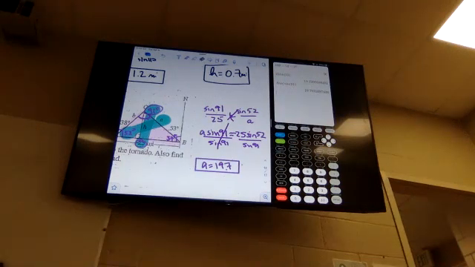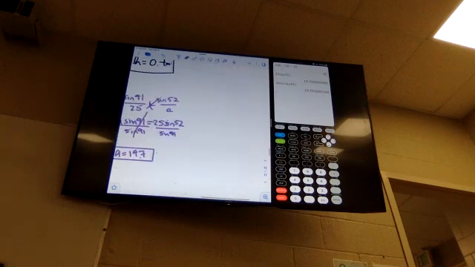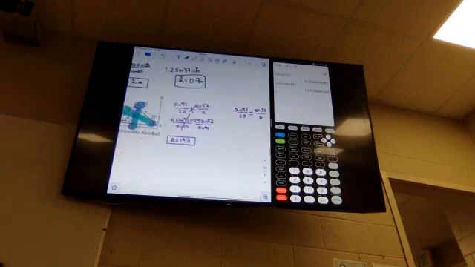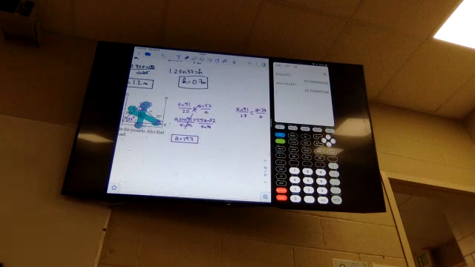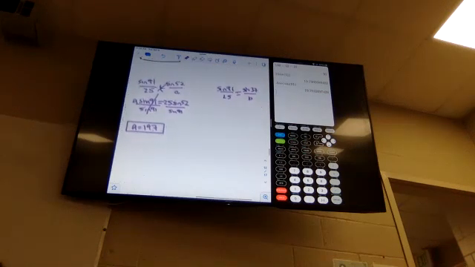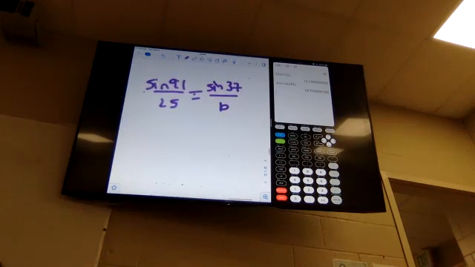Same thing for little b. So now I'm going to do the same thing, sine of 91 over 25, but then I'm going to say that that equals sine of 37 over little b. So sine of 91 over 25 equals sine of 37 over little b. It looks almost identical to the problem I just did, except instead of doing sine of 52 over little a, I did sine of 37 over little b.